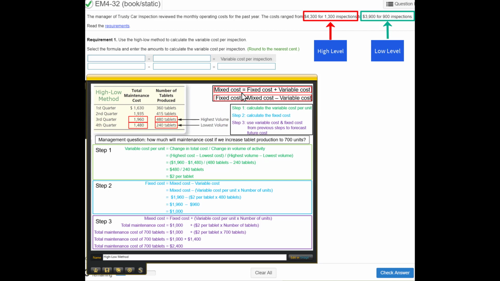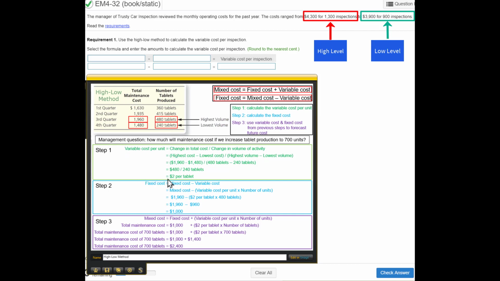And over here you can see the formula for the mixed cost. Mixed cost equals some type of a fixed cost plus the variable cost. And they call it the high-low method because we take the highest level of production, 480 tablets, and the lowest level of production, 240 tablets, and we use those two data points to calculate the variable cost per unit and then the fixed cost. And then here's step one.